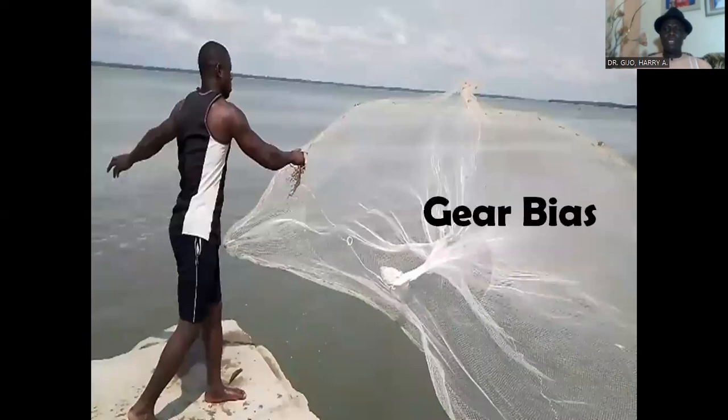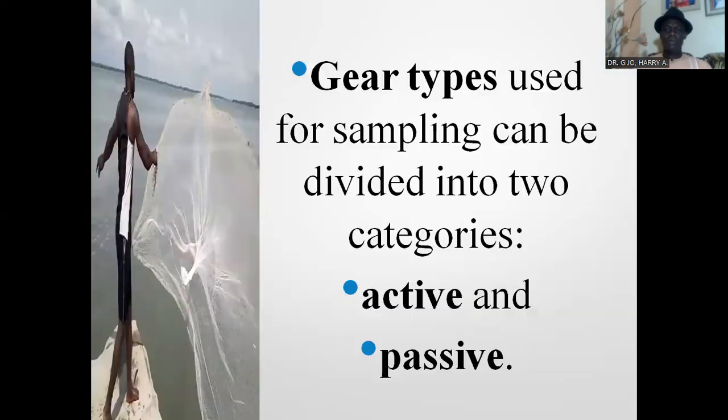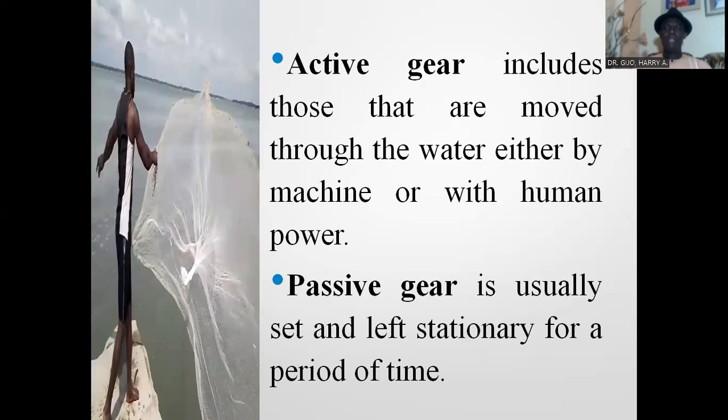Let us look at the gear types. We want to look at gear bias. Gear types used for sampling can be divided into two categories. We have the active and the passive gear types. Active gear includes those that are moved through the water either by machine or with human power.